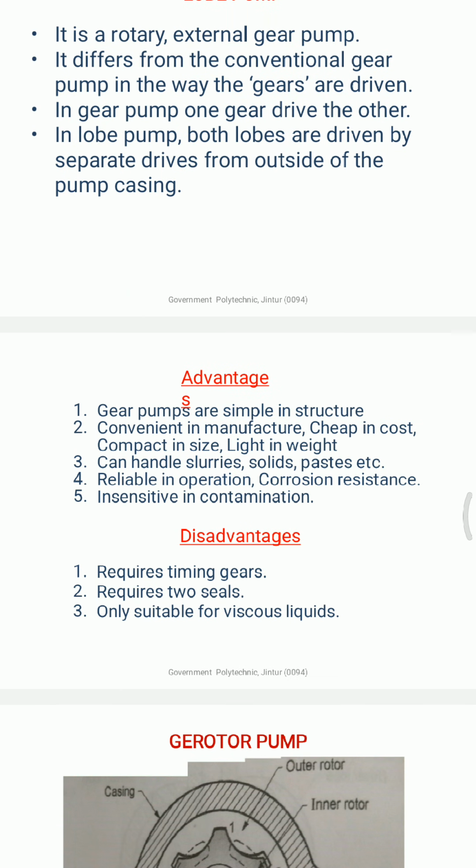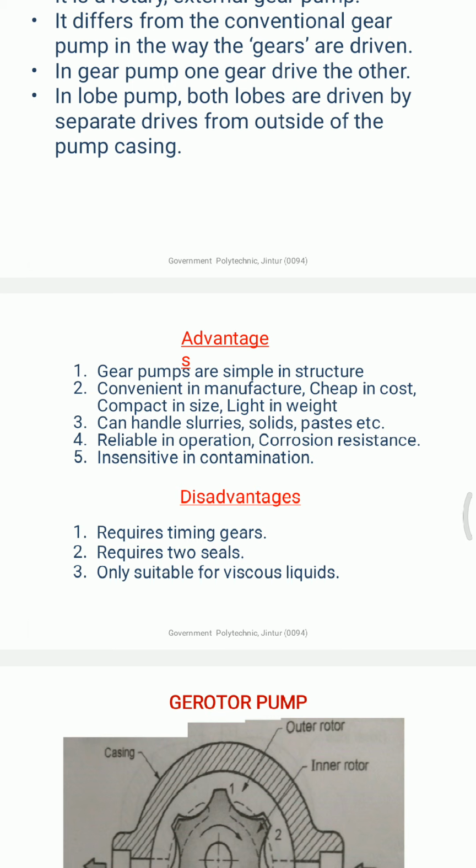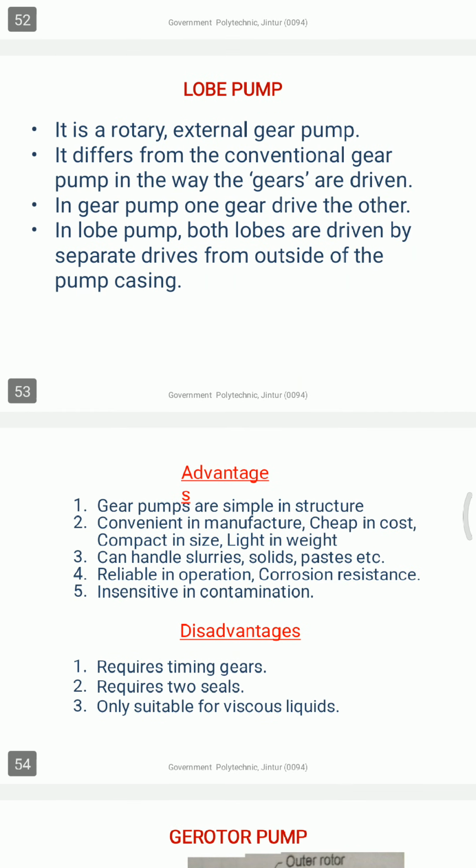Now what are the advantages? Lobe pumps are simple in structure, convenient to manufacture, cheap in cost, compact in size, light in weight. Again, can handle slurry, solids and paste, etc. Reliable in operation, corrosion resistant, insensitive to contamination. So these are the various advantages of the lobe pump. Disadvantages: require timing gear, require two seals, only suitable for viscous liquid. So these are the disadvantages of the lobe pump.